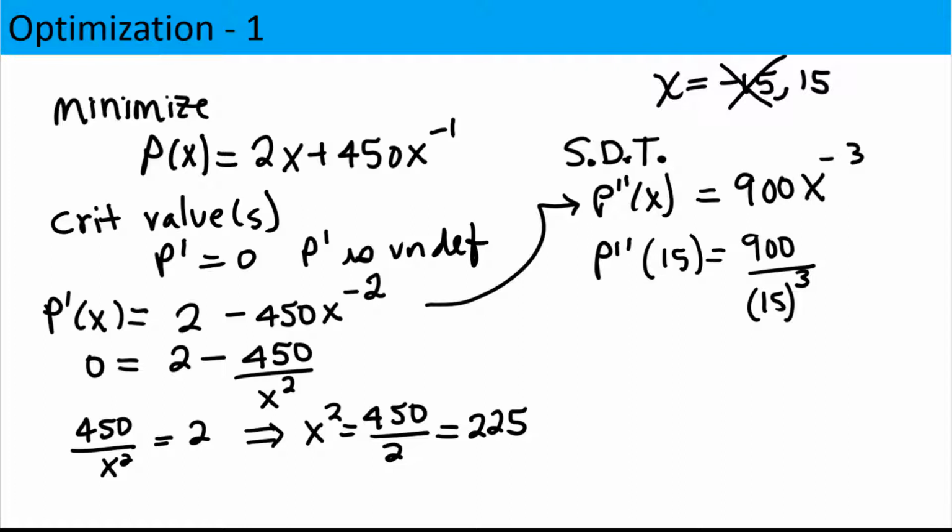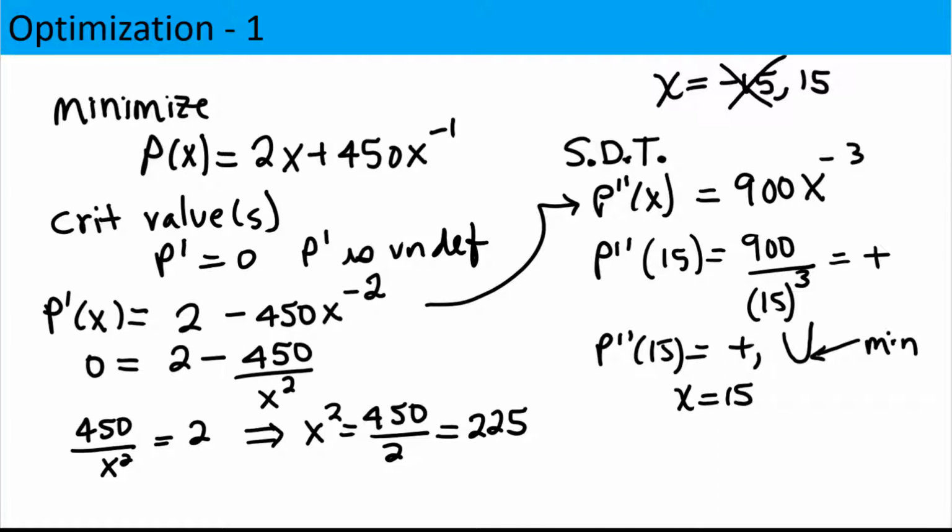I'm not going to compute this. What I do know is that a positive number divided by a positive number is positive. And if the second derivative is positive, then we know that it is concave up. And if it's concave up, the most extreme point is a minimum. We have demonstrated that at x equals 15, I believe the units of measurement were centimeters, we have a minimum.